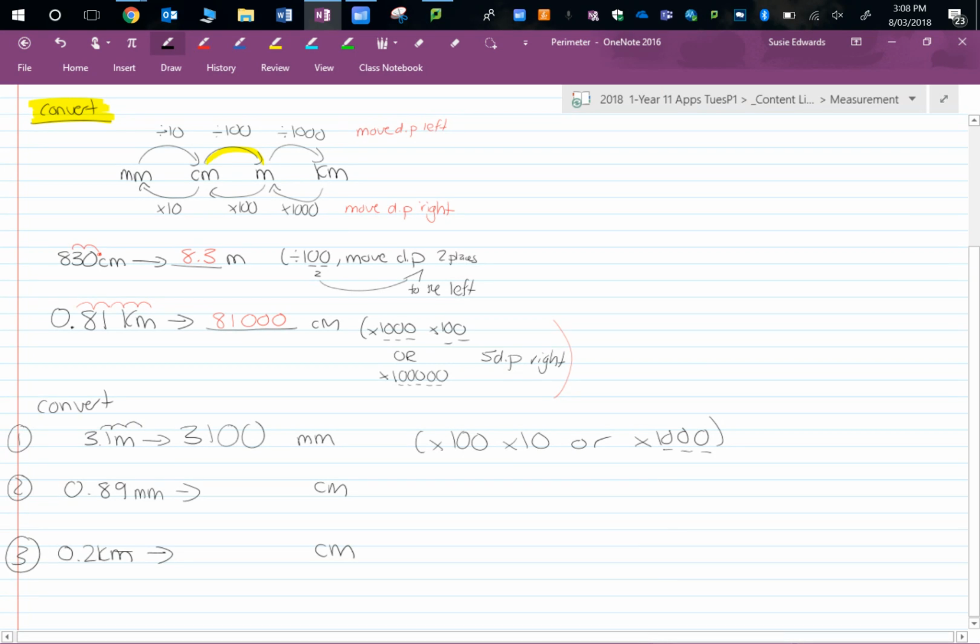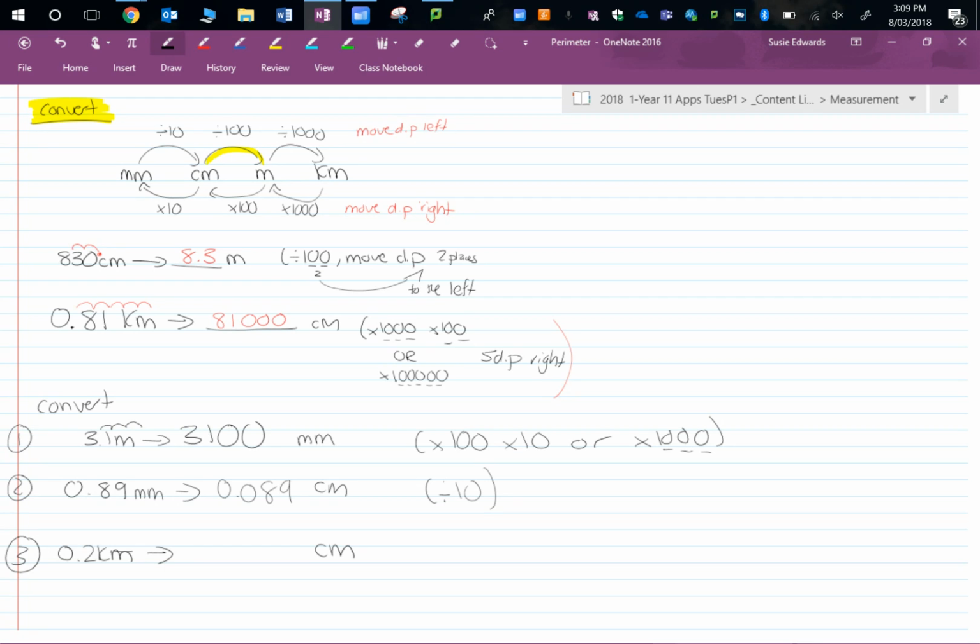All right. Alex, what do I do next for 0.89 millimeters to centimeters? Well, you have to divide by 10. So we're going from millimeters to centimeters. Yes, so we are going to divide by 10, which, Callum, means what? 0.089. 0.089 centimeters. So we just move the decimal place one place to the left. You can add those zeros in as we go.